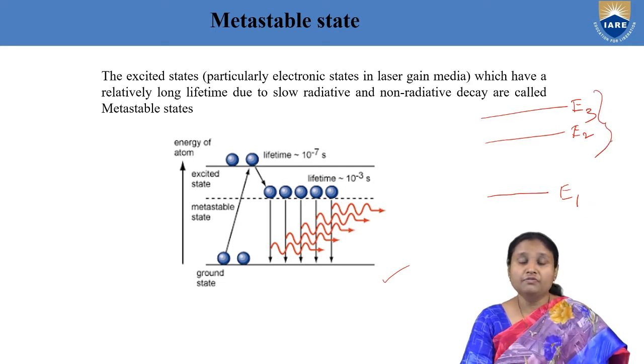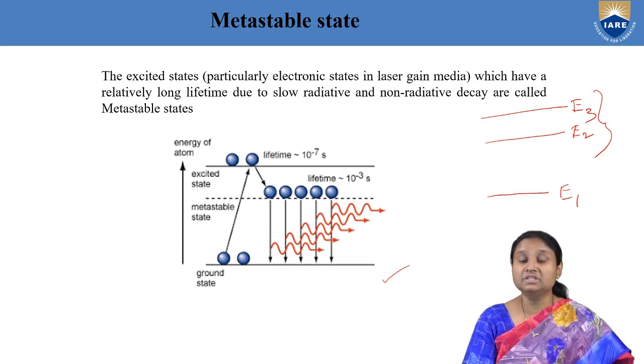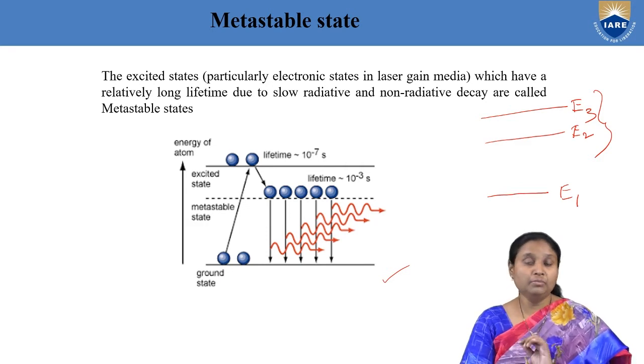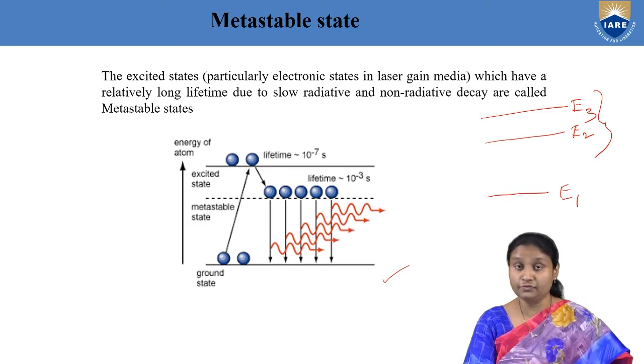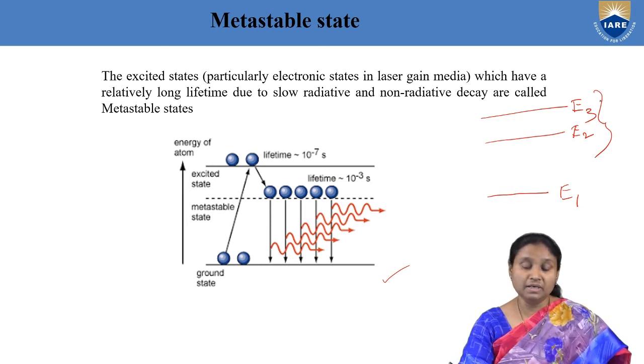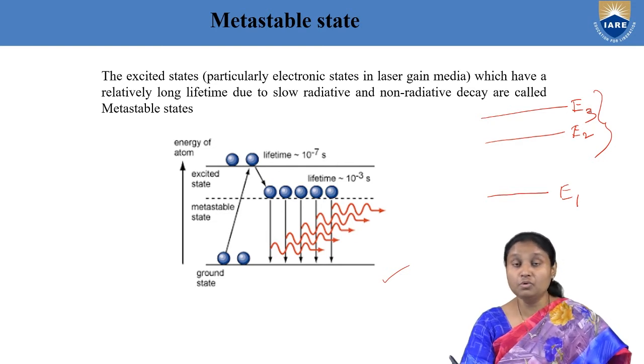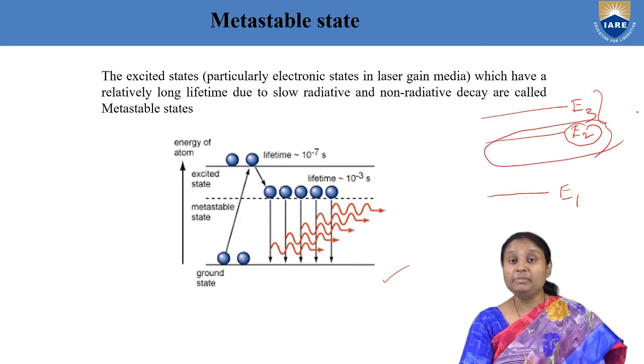Of all the excited states present in a system, there will be one excited state which has a long lifetime. Here I am not talking about the ground state, I am leaving it out, because we know the ground state lifetime is very large if you don't supply any energy. Coming to the excited states E2 and E3, when you compare their lifetimes, you'll find that one excited state has a longer lifetime than the other. Suppose E2 has more lifetime. Then I'll call this excited state the metastable state.